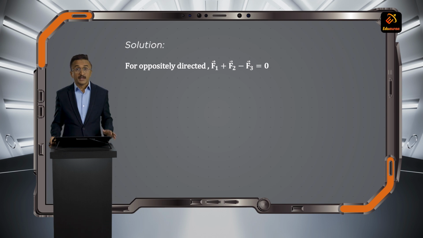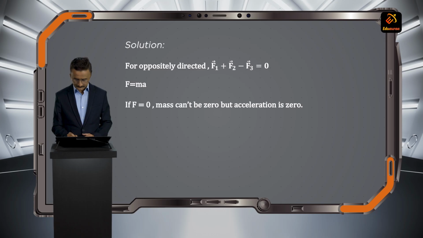And we know that the net force acting on the body is 0. What is the force according to Newton? Force is equal to mass into acceleration. As the force becomes 0, mass can never be 0, so a must be 0. Acceleration must be 0.